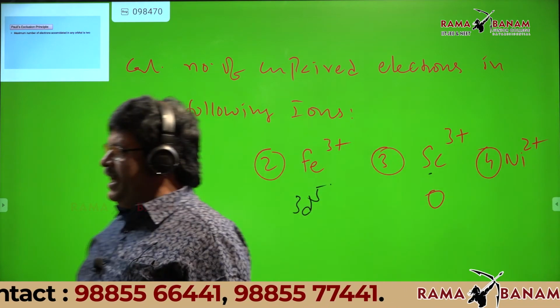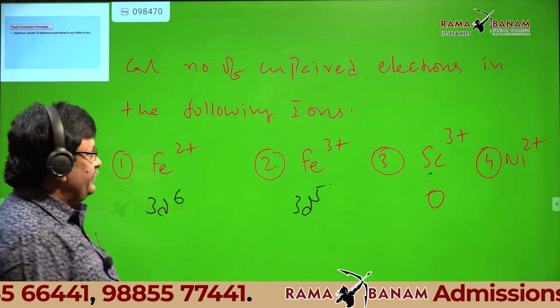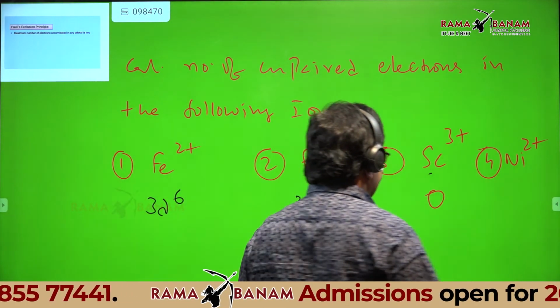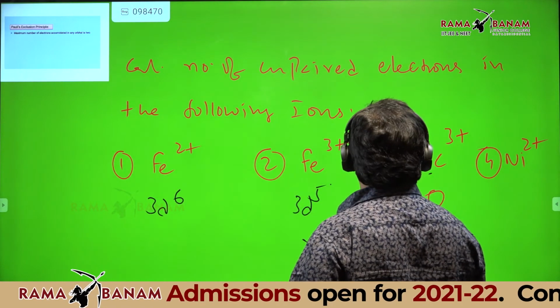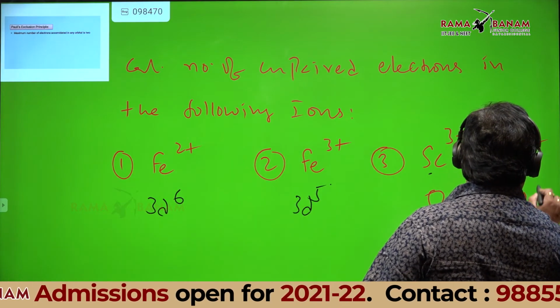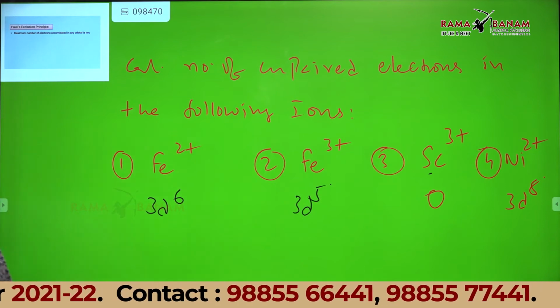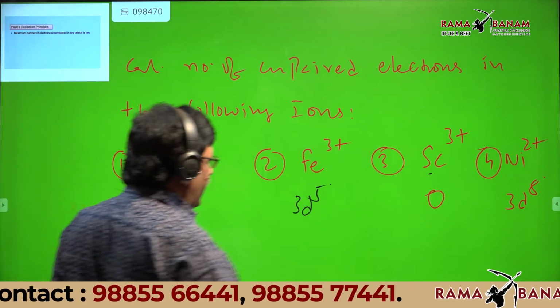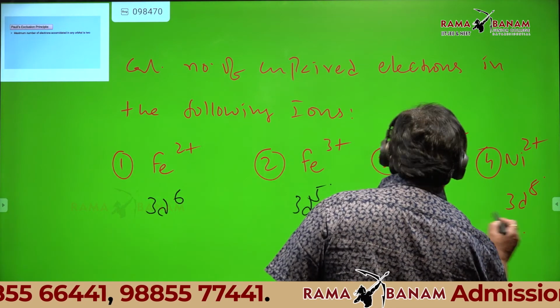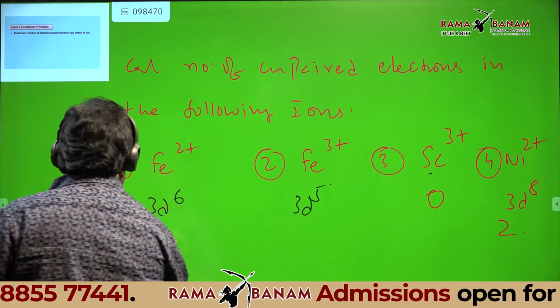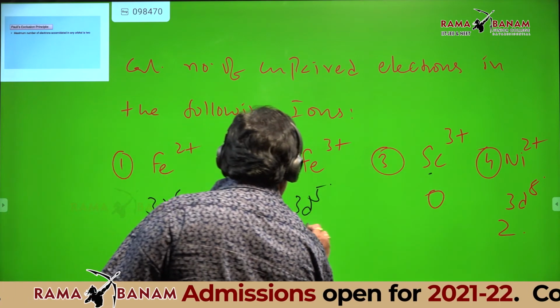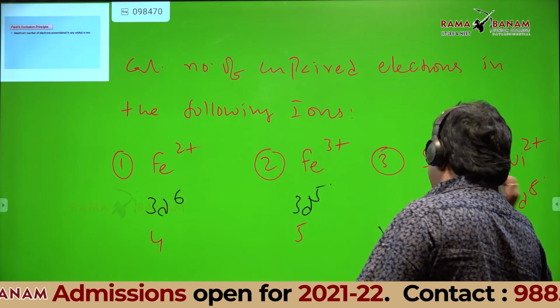Similarly, can you write for nickel? Ni2+ will lose two electrons, giving 3d8. Then how many unpaired electrons? 2 unpaired. So here is 4, here is 5, here is 0, here is 2.